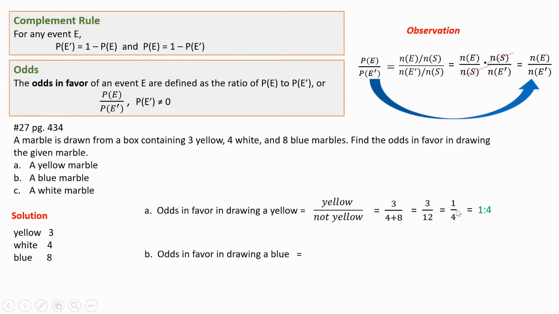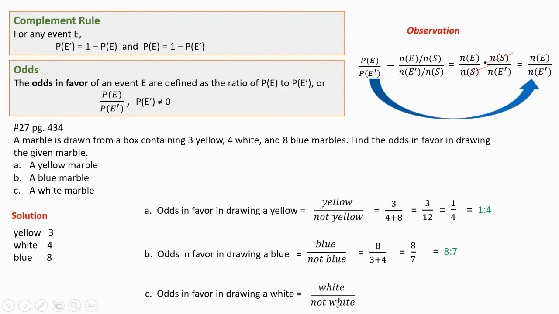That's how they do it in Vegas. The odds in favor over the odds not in favor. The odds in favor in drawing the blue: blue is 8, so it's going to be 8 over 3 plus 4. Blue, and not blue. So the answer is 8 over 7, or 8 to 7. The odds in favor in drawing a white: so it will be white and not white. How many are white will be 4. How many are not white will be 3 plus 8. So the answer is 4 over 11, or 4 to 11.